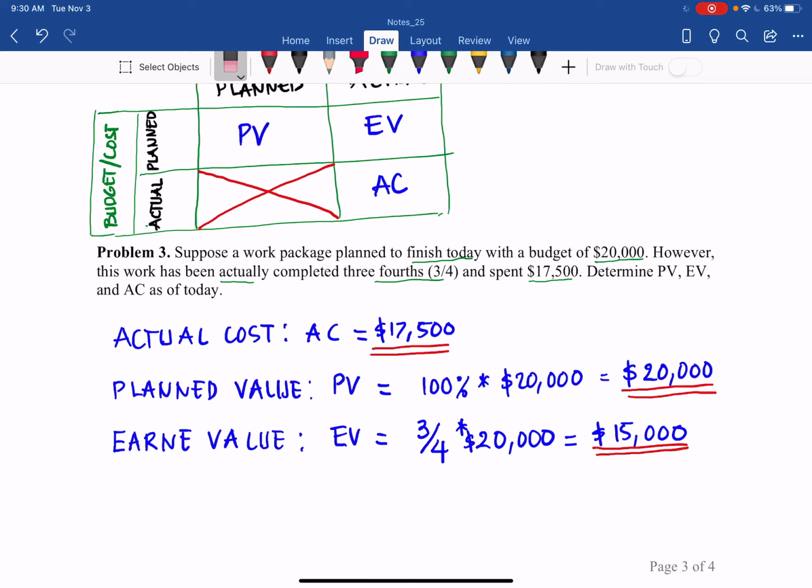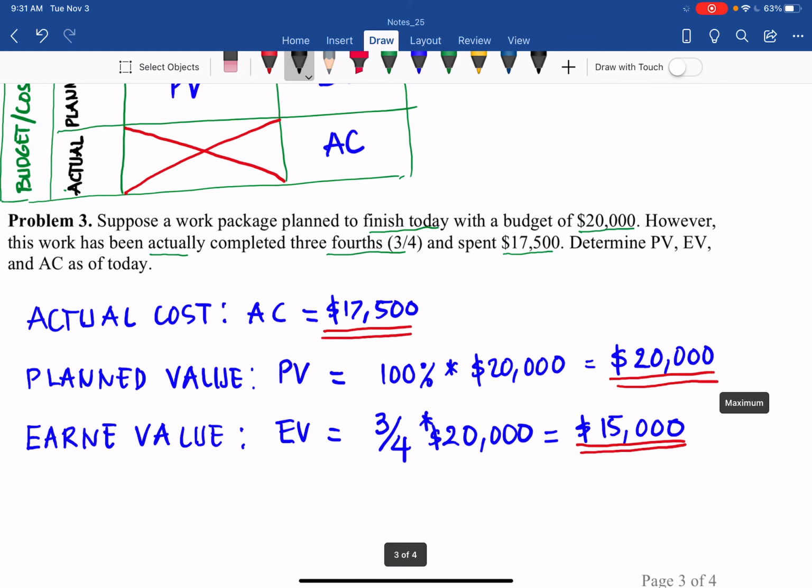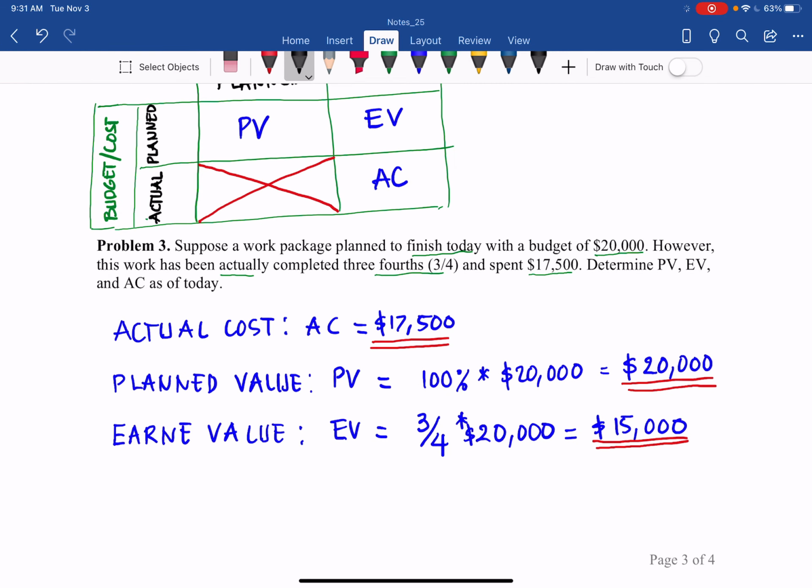Now think about this project for a minute. Can you see whether this project is behind or ahead of schedule? If you think it is behind schedule, you are on the right track, because it should finish today, but it is actually only 3/4 done. If you compare the planned value and earned value, that indicates whether the project is behind or ahead of schedule. You planned to get the value of 20,000, but you only actually earned 15,000. That shows you are behind schedule.